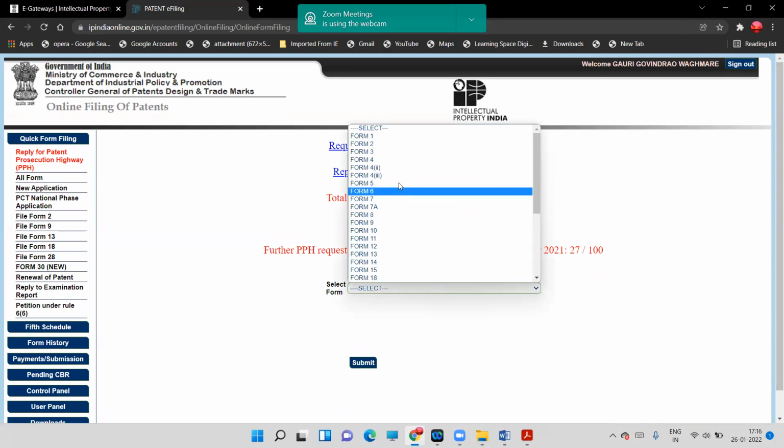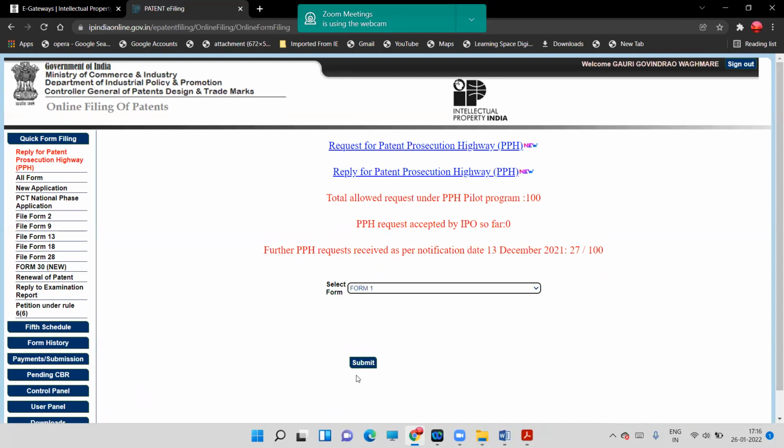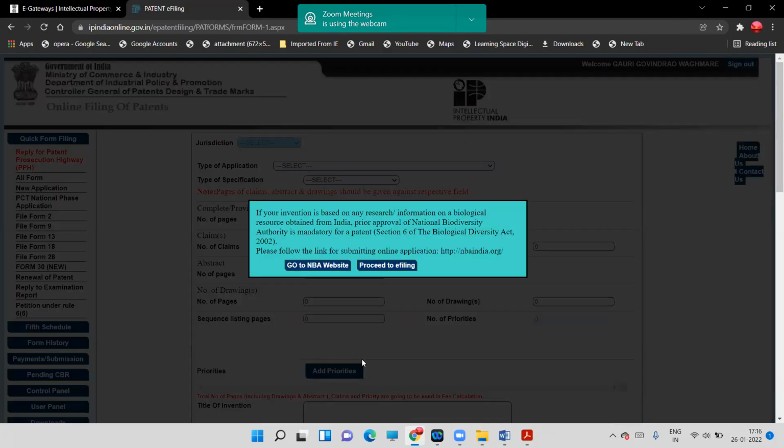Here, forms. So there are different types of forms you have to fill. जब हम form 1 भरते हैं ना, so see what they are saying. If your invention is based on any research information or a biological resource obtained from India, prior approval of the National Biodiversity Authority, that is NBA, is required. Actually NBA का authorization लगता है, it is mandatory for a patent under section 6 of the Biological Diversity Act 2002. Okay. So अभी अगर हम नहीं कर रहे हो, then if we are going for NBA, go for this one, otherwise proceed to e-filing.